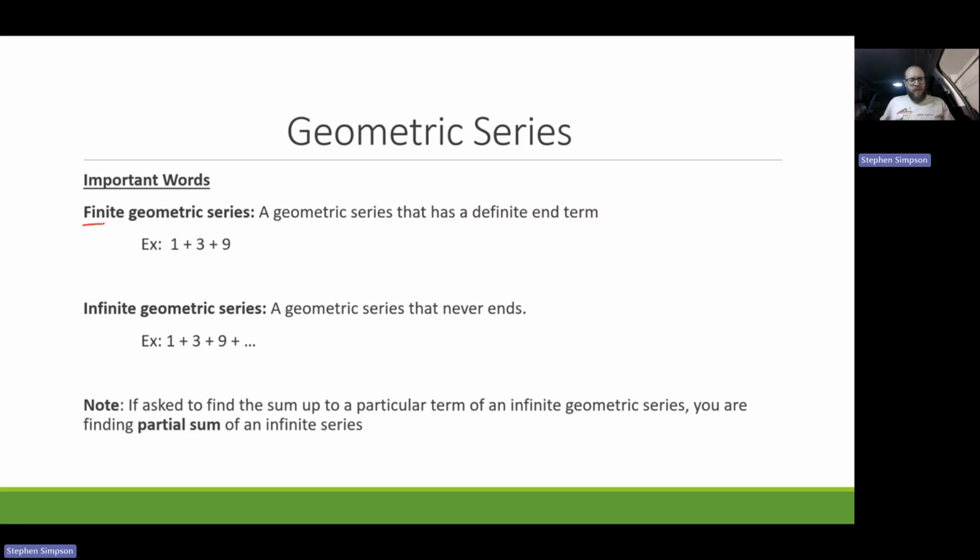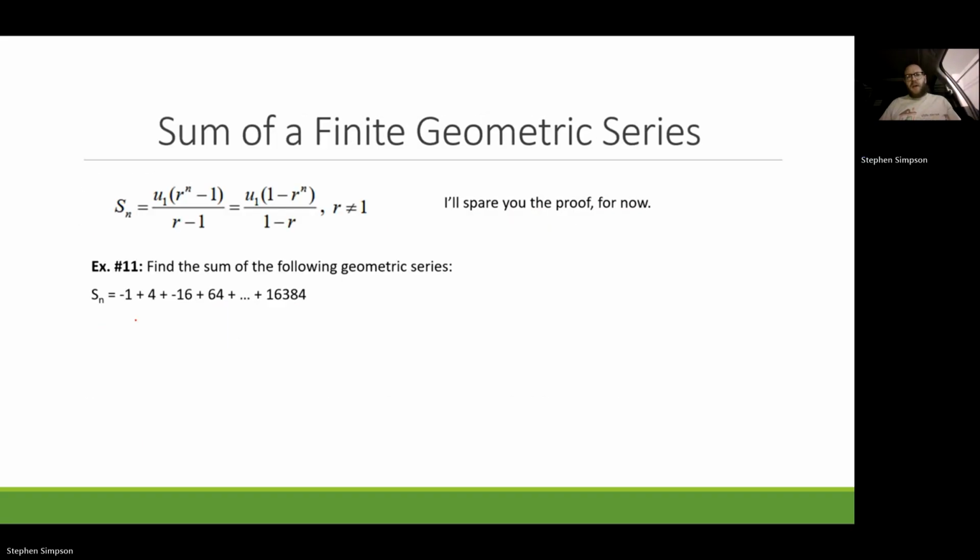Some geometric series are finite, meaning they end. Some are infinite, meaning they never end. Now, earlier we talked about where the formula for a finite arithmetic series came from. For a finite geometric series, I'm not going to show you that right now. It's not because you're incapable of understanding it. You are. I just don't have time.